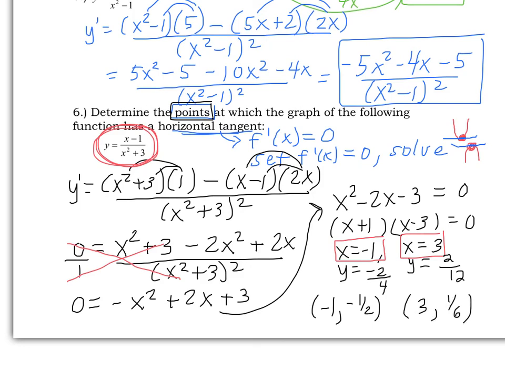So the final answer, the answer that we're going to select if it's multiple choice or box in if it's not multiple choice, would be this set of ordered pairs that we see.